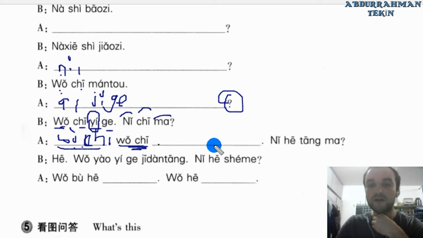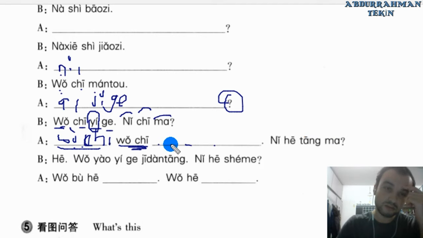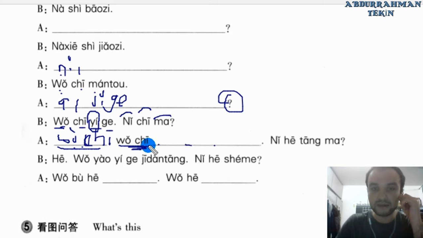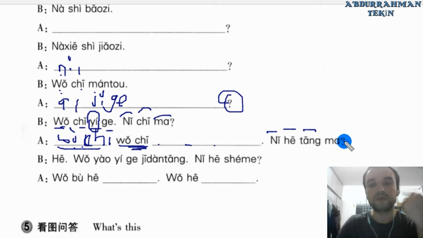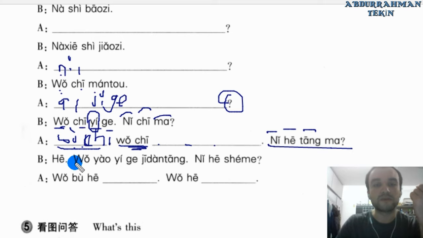So 我吃, and so on. 你喝汤吗? So we can say many things here. 我吃饺子, 我吃包子, 我吃面条. You can write many things here. So 你喝汤吗? 你, you, 喝 drink, 汤, so 吗? Yes, no question. Make a sentence, yes, no question. So do you drink soup? 喝, drink. I drink soup. 我要一个鸡蛋汤. 我, I, 要 want. I want 一个, one, 鸡蛋汤. Egg soup. I want one egg soup.